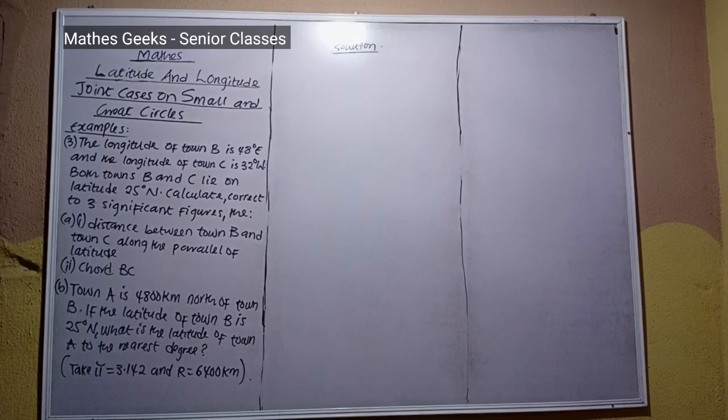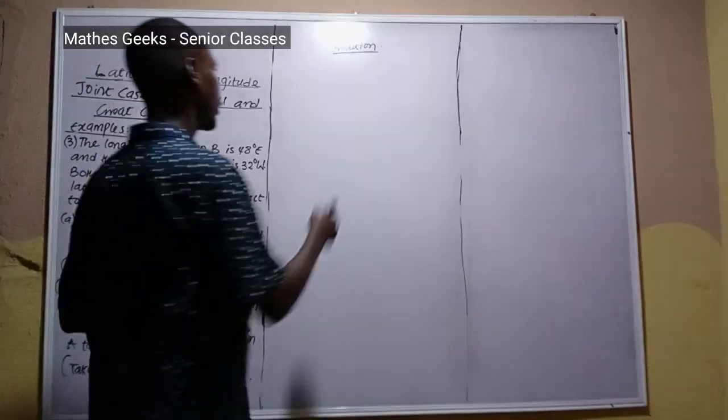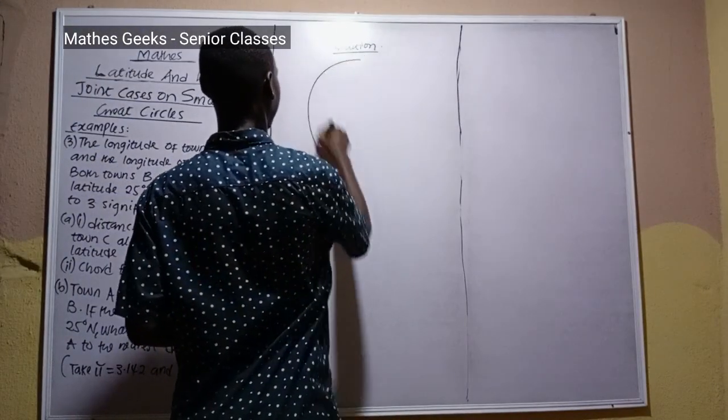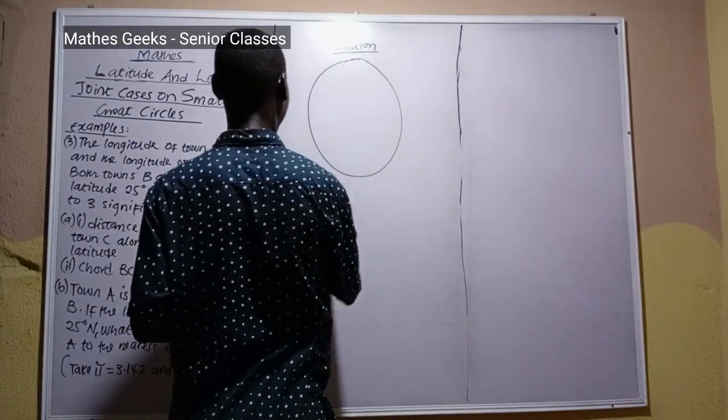The longitude of town B is 48 degrees east, and the longitude of town C is 32 degrees west. Both towns B and C lie on latitude 25 degrees north. So let's represent this in the diagram.